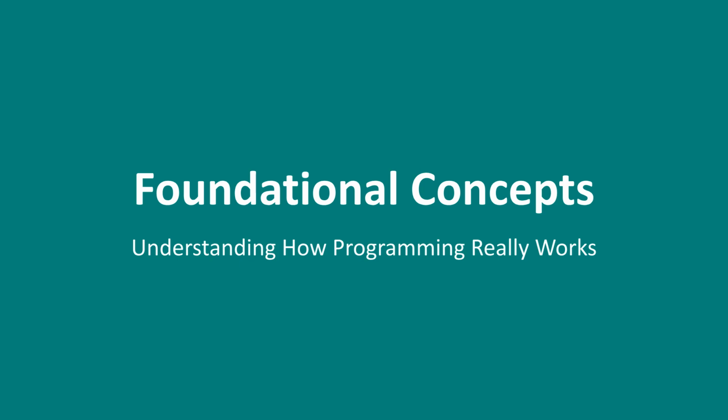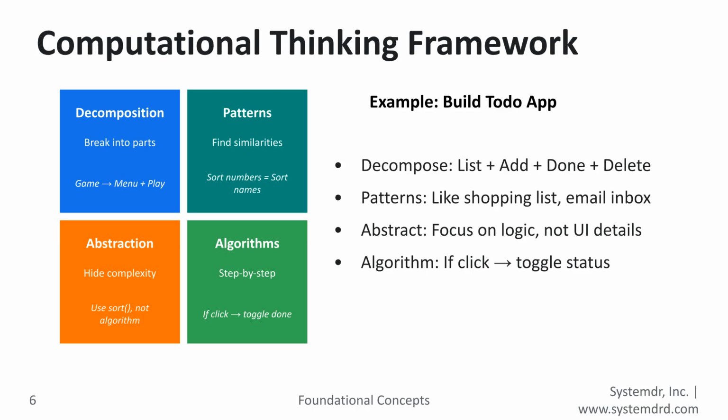We now transition to foundational concepts, focusing on understanding how programming truly works at its core. We use a computational thinking framework involving decomposition, pattern recognition, abstraction, and algorithms. For a to-do app, this means breaking it down into features, recognizing common list patterns, focusing on logic, and defining step-by-step actions, like toggling status on a click.